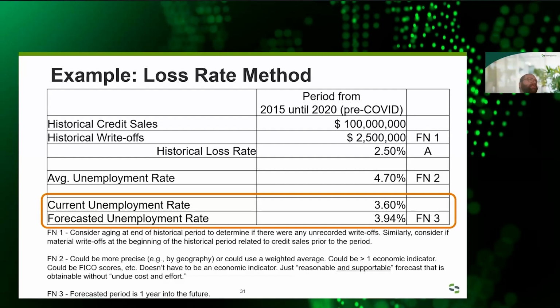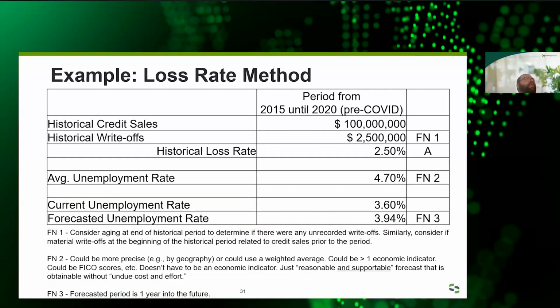And then they would say, okay, hey, what's the current unemployment rate? What's the forecasted unemployment rate? That forecasted unemployment rate, if it's receivables and they think they're going to collect it within 1 year, they'd only forecast for that 1 year into the future, or 9 months, wherever they think is going to be the maturity date or the expected repayment or write-off date.